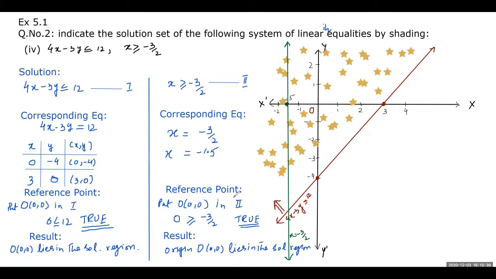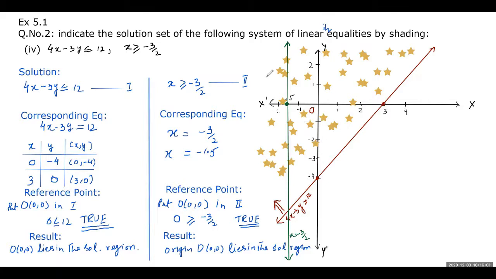One is on this side of the line, the other is on this side of the line. Now I have to shade the solution region, and what is the result? Origin lies in the solution region. So you can see origin is here. This is the line, origin is on its right side. So all the region on the right side of this line, it is the solution region.